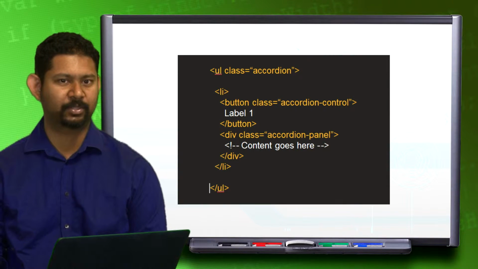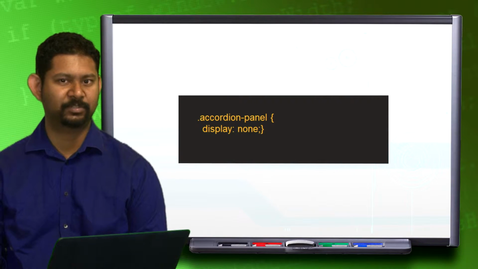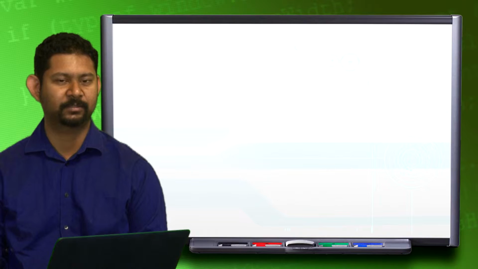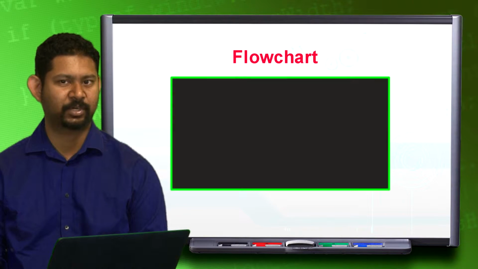These accordion panels are usually made from unordered lists. After the page loads, our CSS rules will then hide the panels. Our JavaScript will then be used to detect click events and show or hide content. As you can see in this flowchart, this is how our script will have to work.